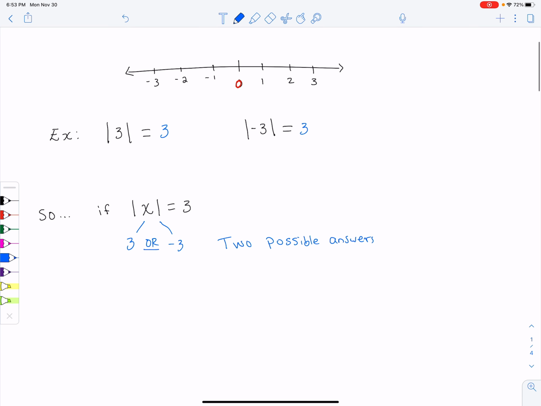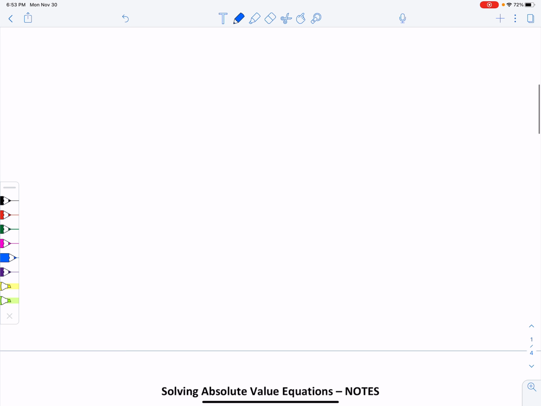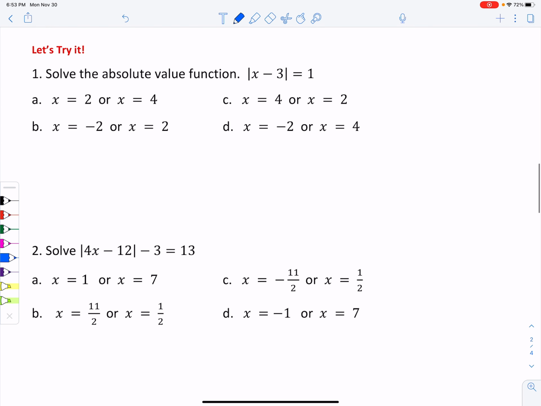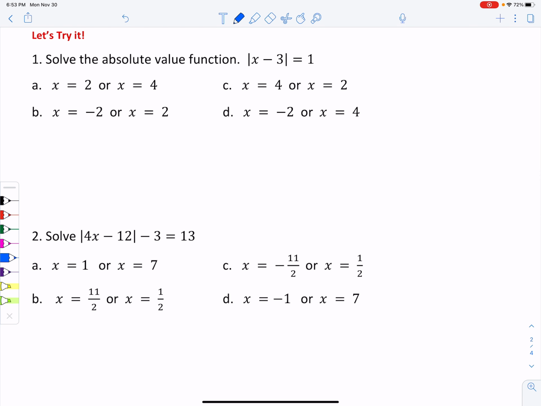So let's see what that really looks like in an actual equation that you have to solve. I'm going to come back to these steps. I broke down the steps, but let's just look at an example first. You have the absolute value of x minus 3 equals 1. So here's my equation. When you're solving an absolute value equation, the first thing you want to ensure is that the absolute value is isolated. In other words, there should be nothing outside of the absolute value bars. In this case, there's nothing outside, so we're ready to solve.